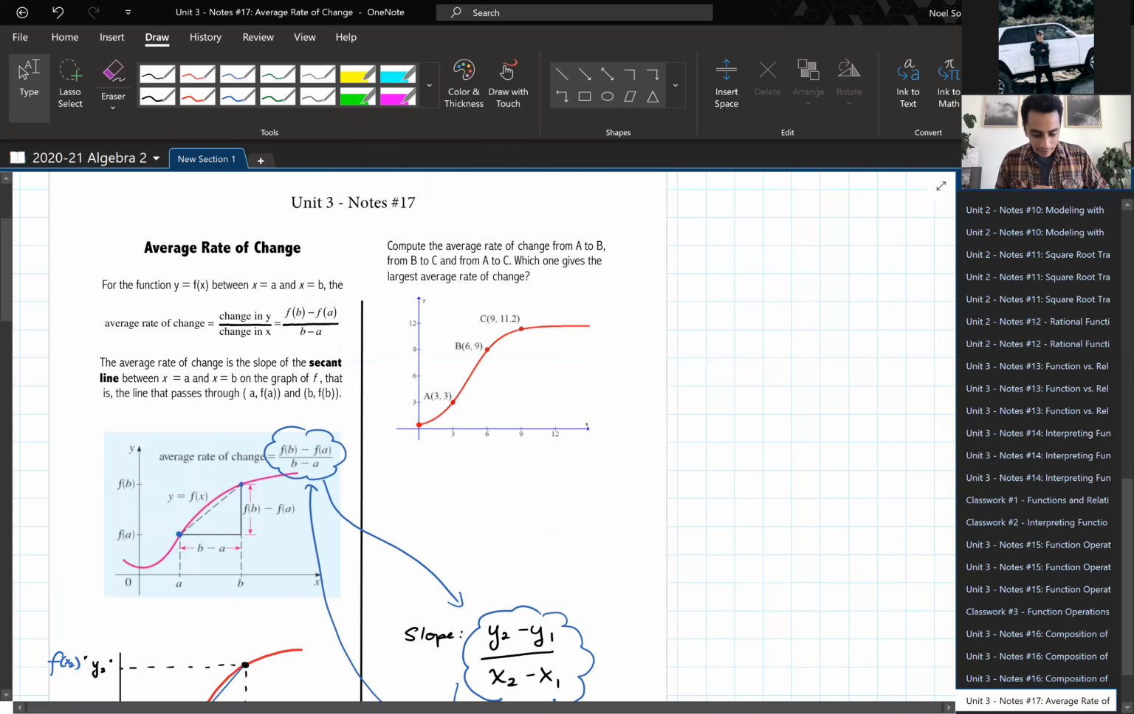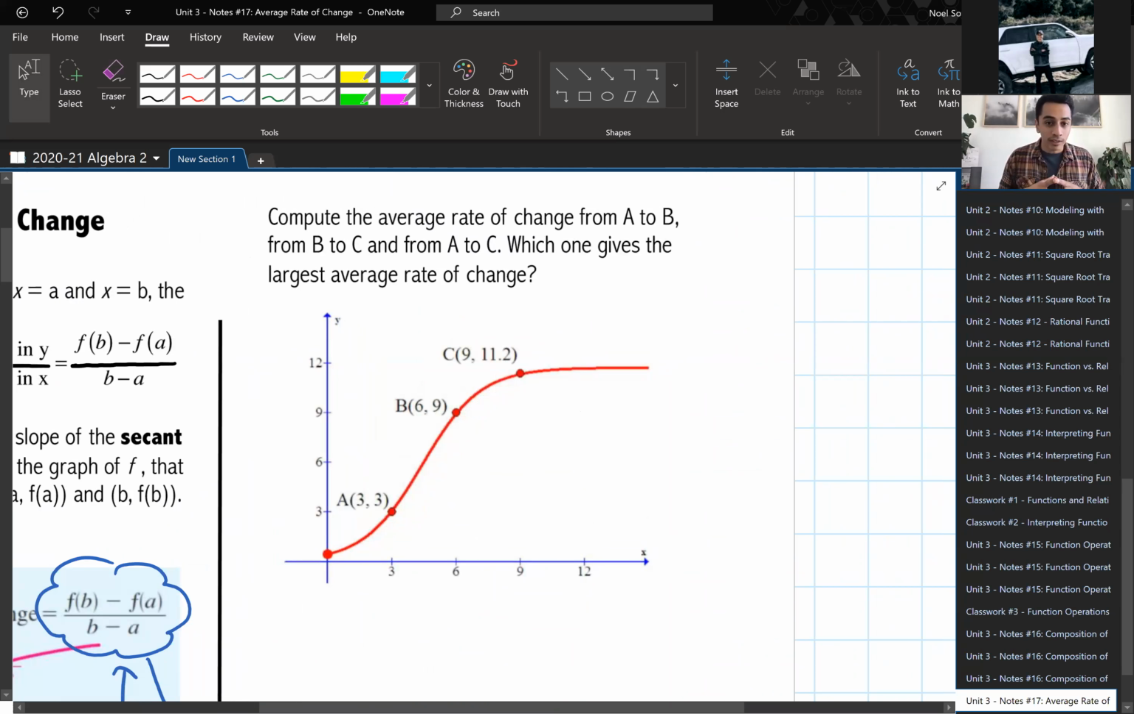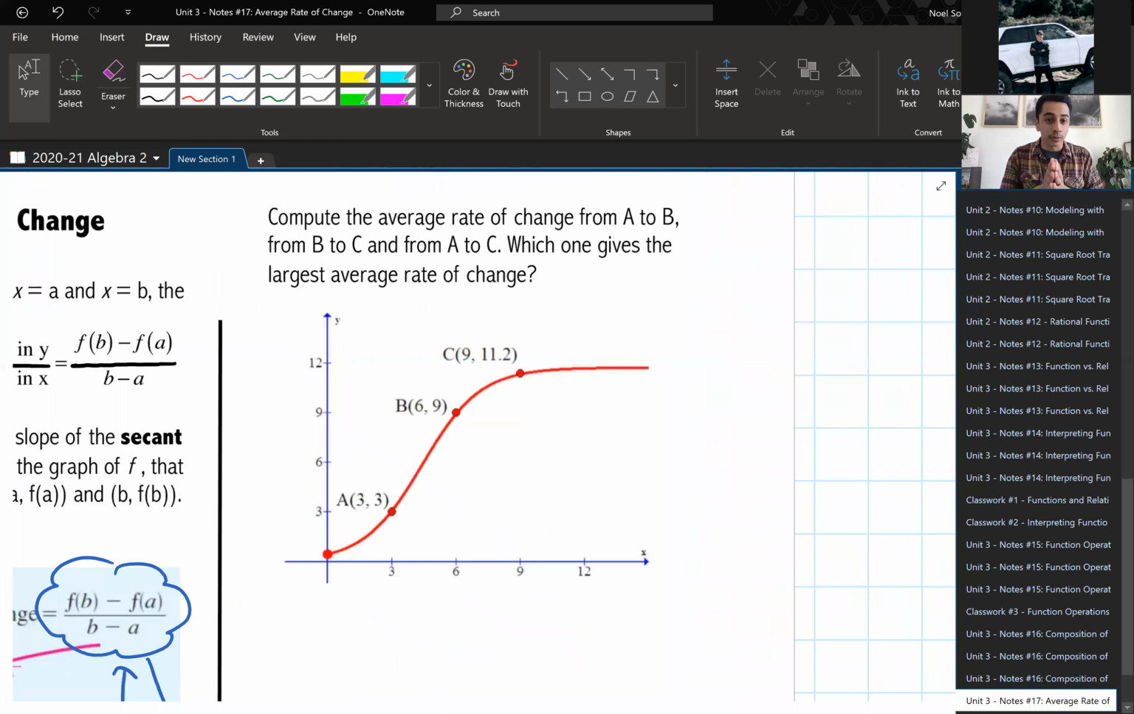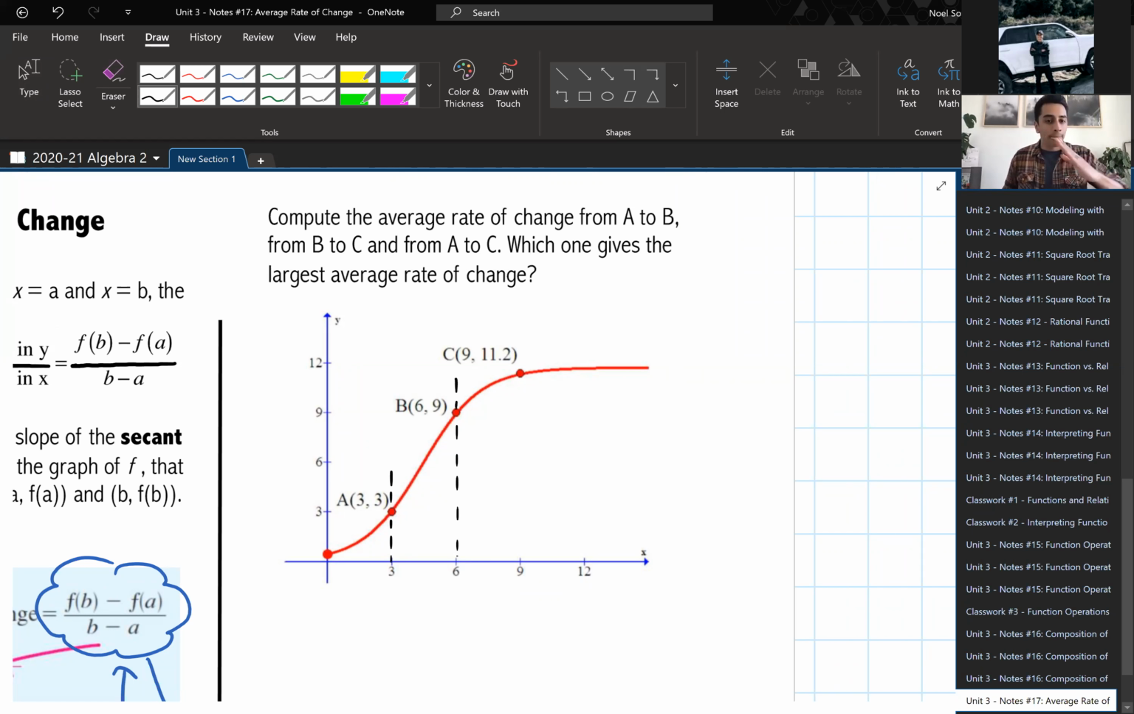Okay, so let's think about this first example here. It's asking us to compute the average rate of change from A to B. So we're going to focus specifically just on A to B first. We're going to go from here to there, from A to B. Now you can see that it almost looks like a straight line, but there's a little bit of a curve in it. So we need to calculate what is that average rate of change.